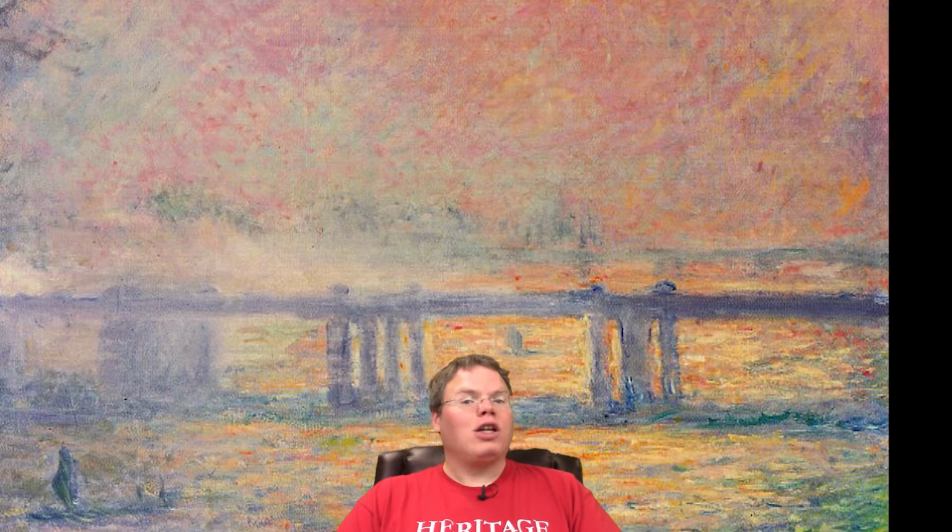This is the Charing Cross Bridge in London. And this is the Charing Cross Bridge in London. Two paintings of the same bridge made at different times on the same day. One is early morning when the whole area is covered in fog and you can barely see anything. The other at night when it's a beautiful sunset and the oranges and reds of the sky are reflecting off the water.